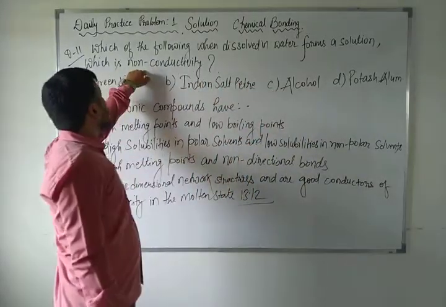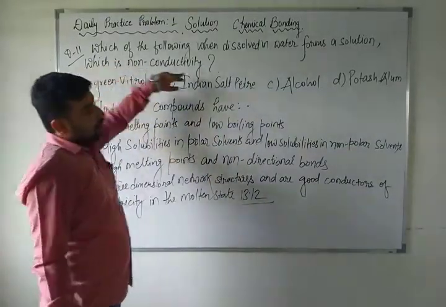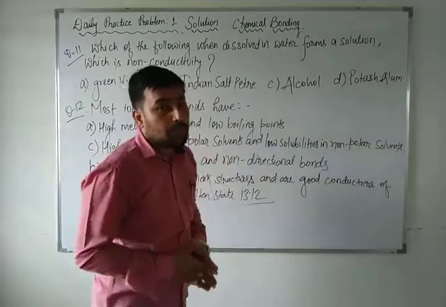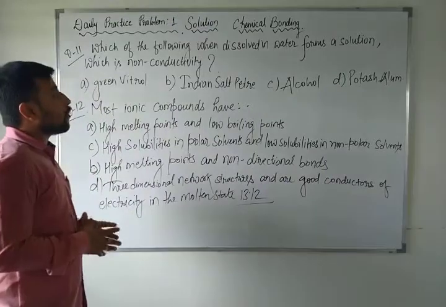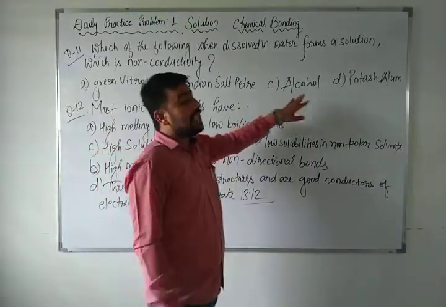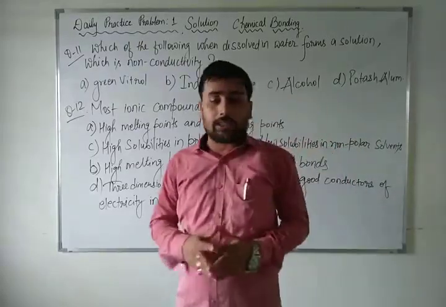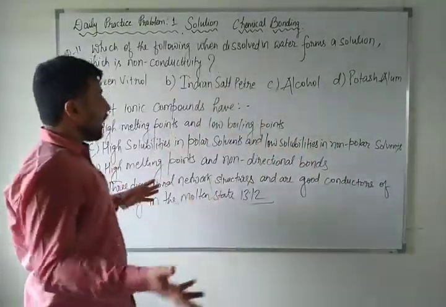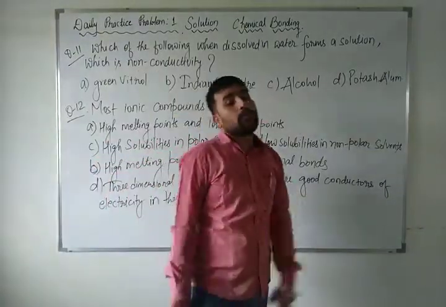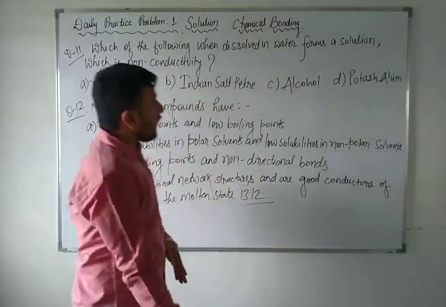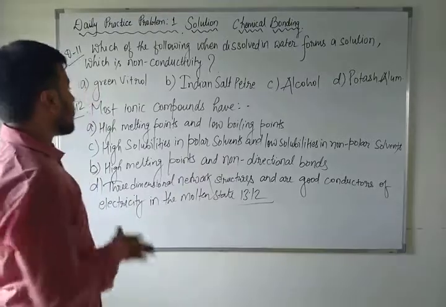So here the question was, which of the following when dissolved in water forms a solution? Yes, alcohol when dissolved in water can form a solution. It can mix in water, so definitely alcohol will form a solution, but it is non-conductive. The potassium aluminum sulfate is also an ionic compound, so options A, B and D will give you ionic solutions which conduct electricity, and C, alcohol, is an organic compound which does not conduct electricity.